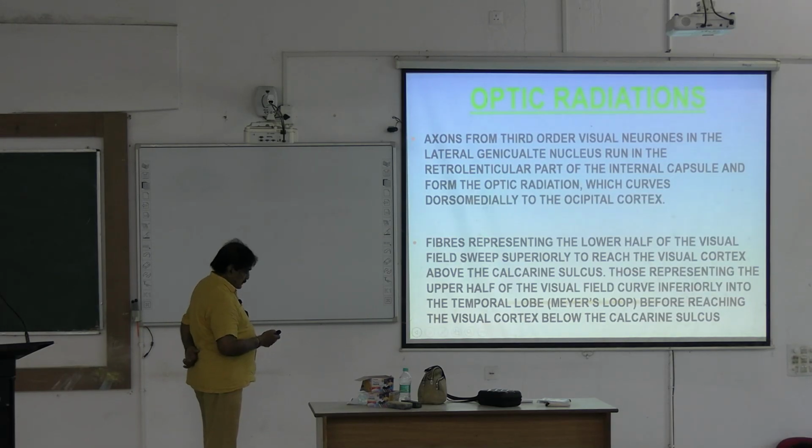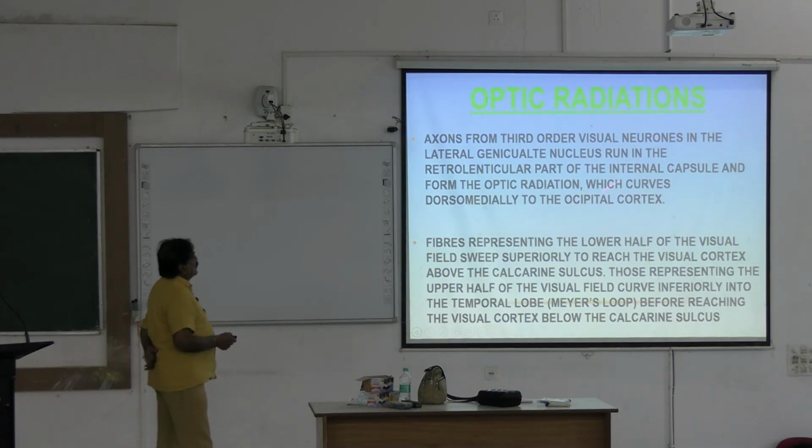Optic radiation: axons from the third order visual neurons in the lateral geniculate nucleus run in the retrolenticular part of the internal capsule and form the optic radiation, which curves dorsomedially to the occipital cortex. Now, optic radiation can be a short note.